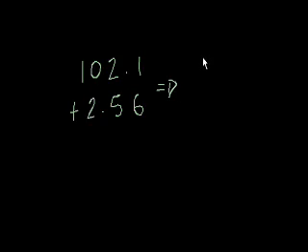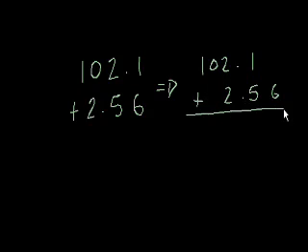So first thing, we line up the decimal points. 102.1 plus, line up the decimal points, 2.56. Now we can add a trailing 0 here, and we're ready to add. 0 plus 6 is 6. 1 plus 5 is 6. 2 plus 2 is 4. 0 plus nothing is 0. 1 plus nothing is 1. Bring down that decimal point. 104.66. It was that easy.